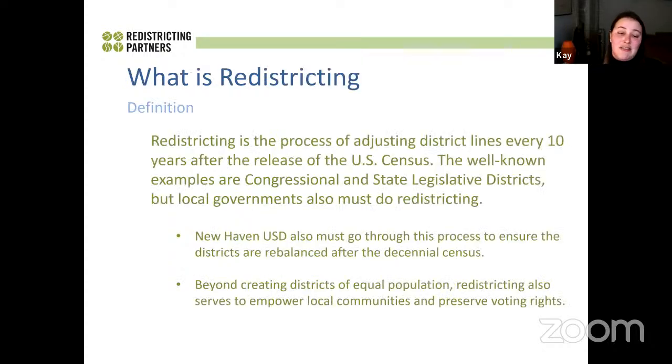So first, what is redistricting? It is the process of adjusting district lines every 10 years after the release of US Census data. When people usually think of redistricting, they think of congressional and legislative redistricting, but local governments also must go through this process. And so New Haven USD is also going through this process to ensure that districts are rebalanced after the census. Beyond creating districts of equal population, redistricting also serves to empower local communities and preserve voting rights.